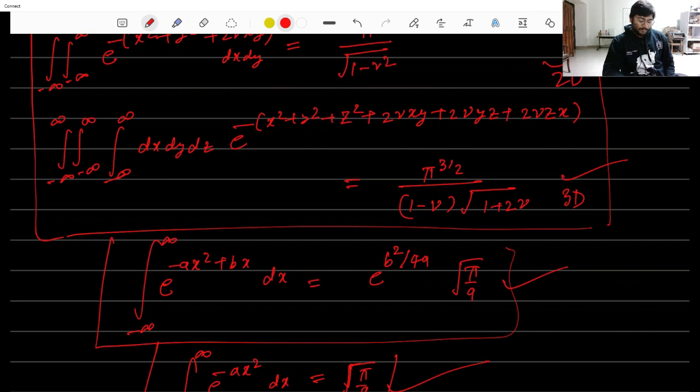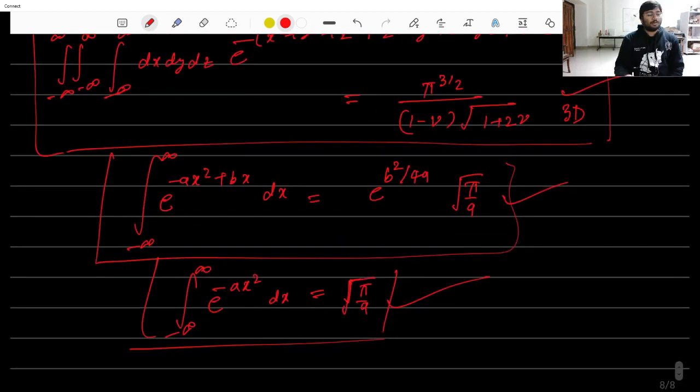That's why we learnt Gaussian integration here, and the next video will be on the Stirling formula. Fine. So if you want to know and learn about the Stirling formula, please watch the next video.